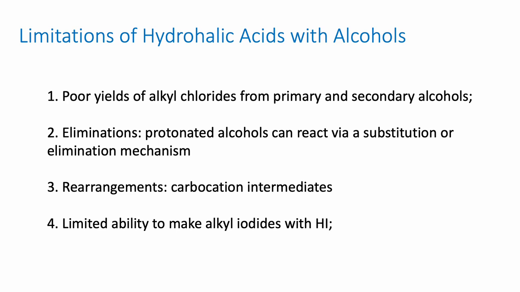So we can react alcohols in an SN2 reaction to convert them to alkyl halides, even though the OH is a bad leaving group, if we protonate the OH first. So we treat it with an acid. So this reaction works, but there are some limitations of this method. So first of all, there are poor yields of alkyl chlorides from primary and secondary alcohols.